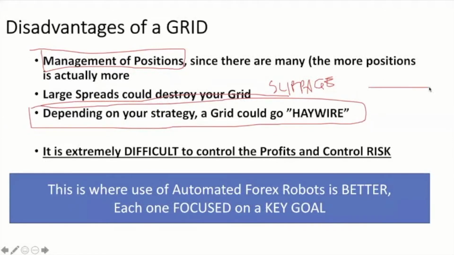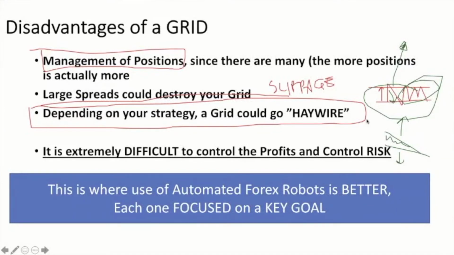For example, you're in a grid that tries to take advantage of channeling, right? You make money here and it's hedged out, and you make on both sides when the market goes down like that. But what if the market goes like that and breaks out? Then you've got a problem if you're in a grid like this. On the other hand, if you're in a grid that takes advantage of breakouts, and you are stuck in the channel, then pretty much nothing happens. So these are conditions which are not good.